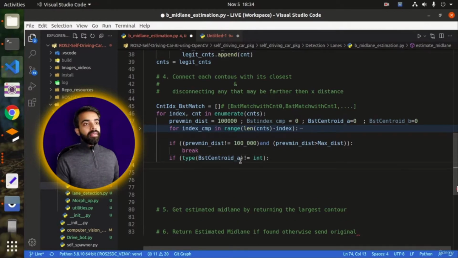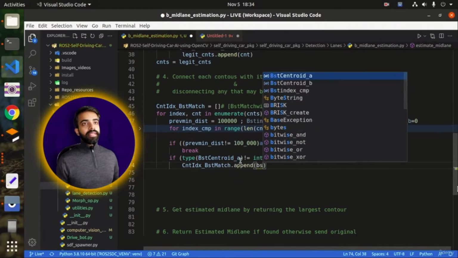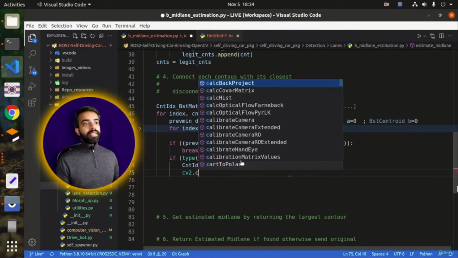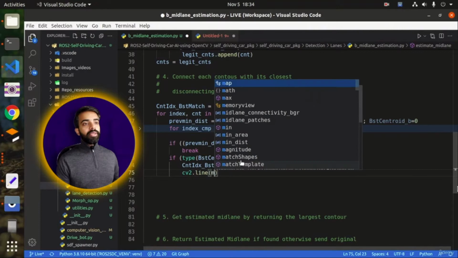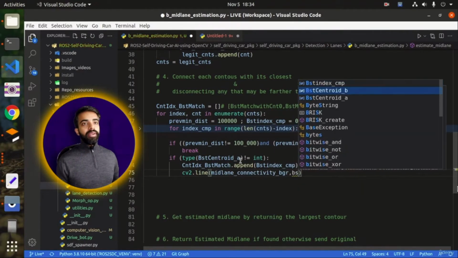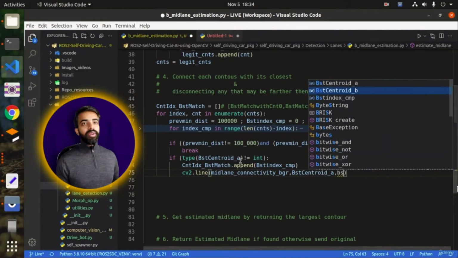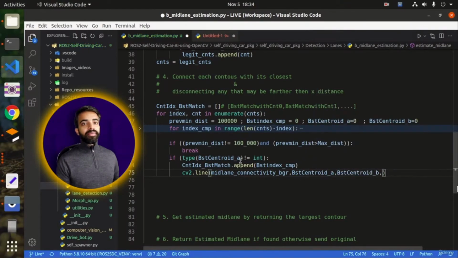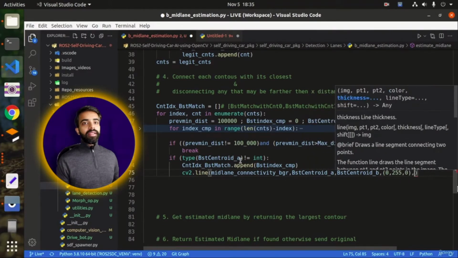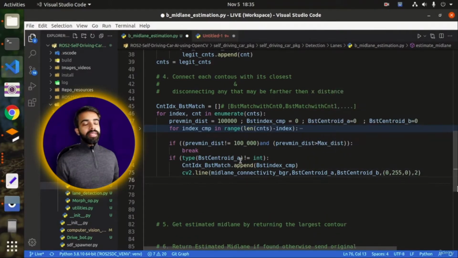That can be done by first updating the candidate ID best match, by candidate ID best match dot append, and then writing here the best index compare that we have found previously. The next thing we need to do is create a connection by writing CV2 line, providing it the image of mid-lane connectivity BGR, taking point 1 as best centroid A and connecting it to best centroid B that we have found previously, giving the color as green, 0 255 0, and thickness as 2. Once we have done this, we have simply created a connection from a particular contour to its closest contour.